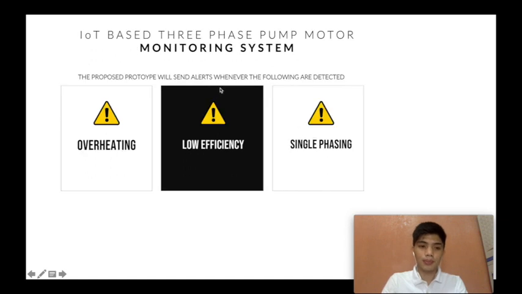So this prototype will not only measure those currents, it will also send alerts whenever the following are detected. The first one is overheating. The next one is low efficiency. And the last one is single phasing, which is the most important part of our system.